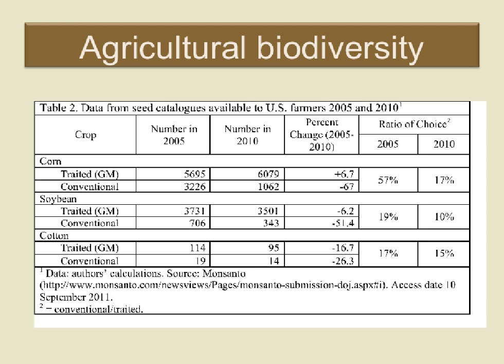If a U.S. farmer, by 2010, wanted to grow conventional varieties, they would have 17% of the choice that they had for a GM, so a much lower freedom to operate, a much lower choice in what they could look at, which was another of our indicators of how the farming sector was changing.